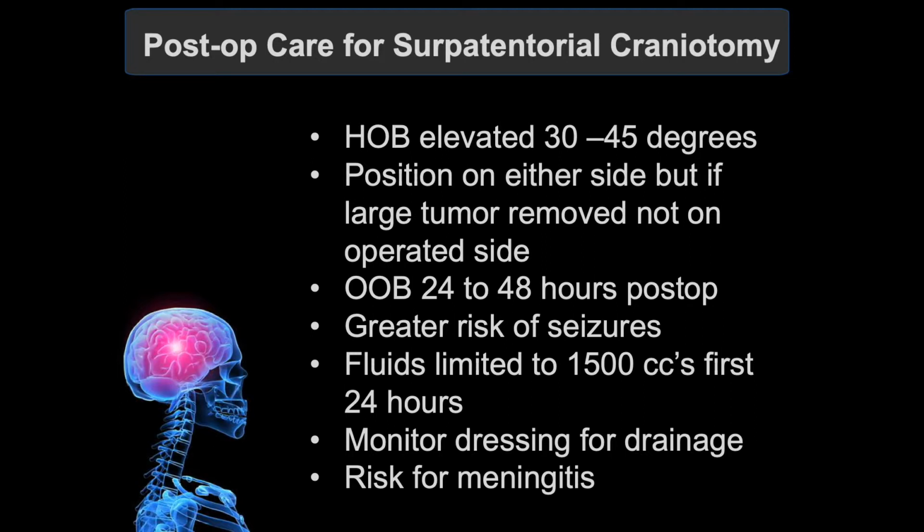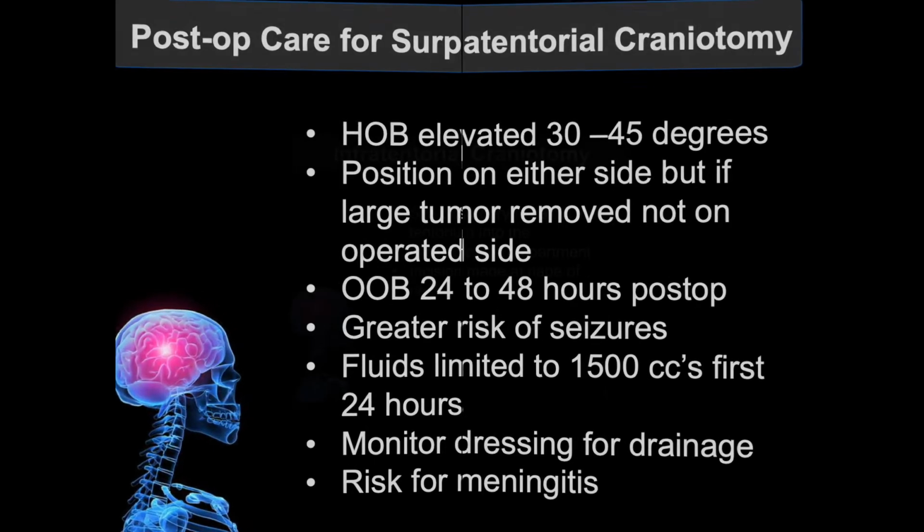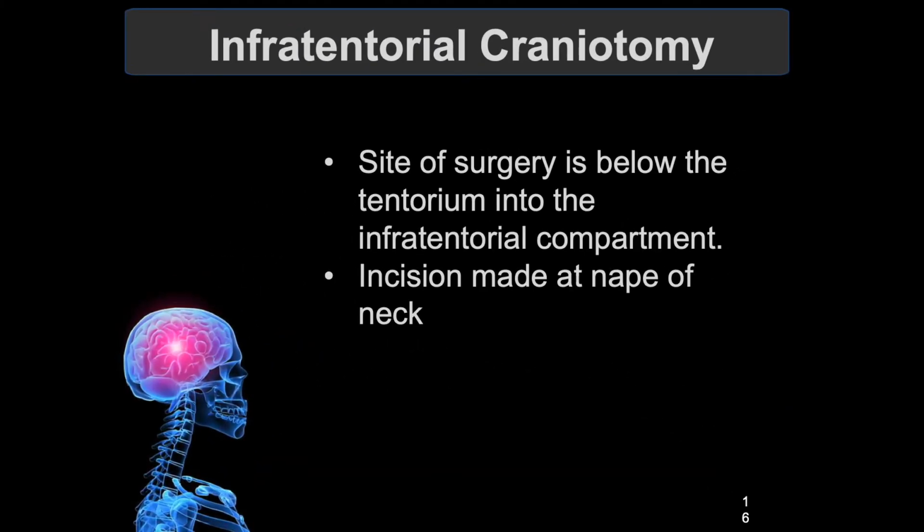Fluids should be limited to 1,500 milliliters for the first 24 hours. The patient's dressing should be monitored for drainage, and the nurse should be aware that there is a risk for meningitis. In contrast, in an infratentorial craniotomy, the site of surgery is below the tentorium into the infratentorial compartment. The incision is made at the nape of the neck.